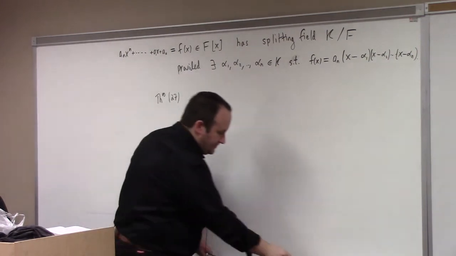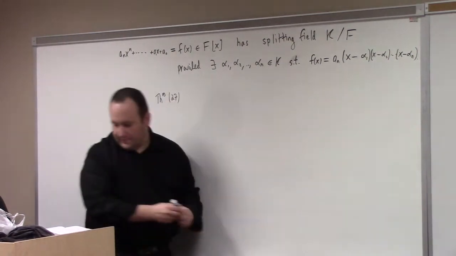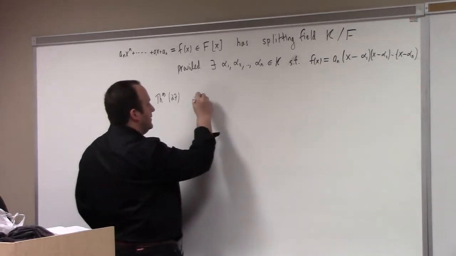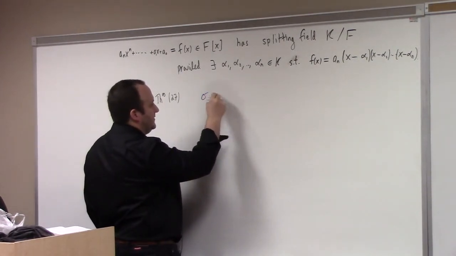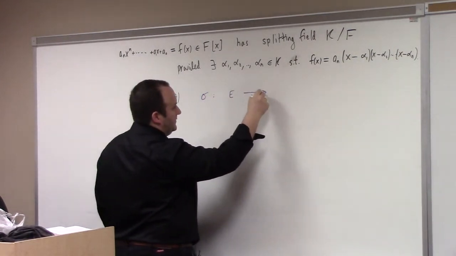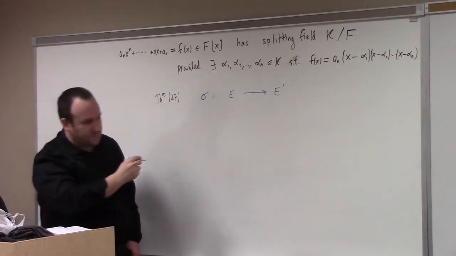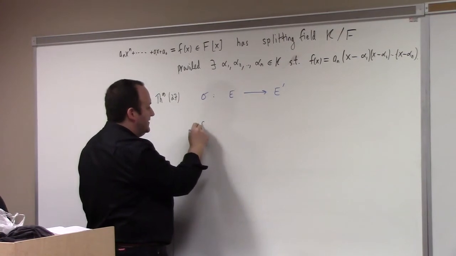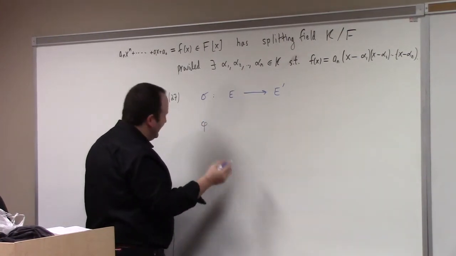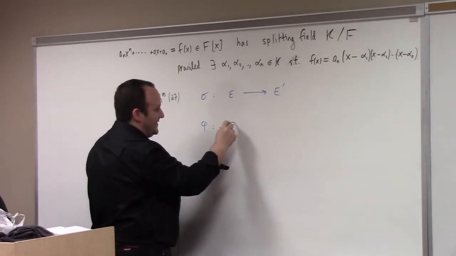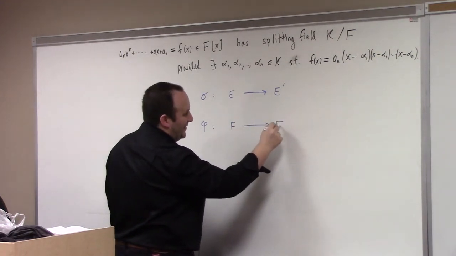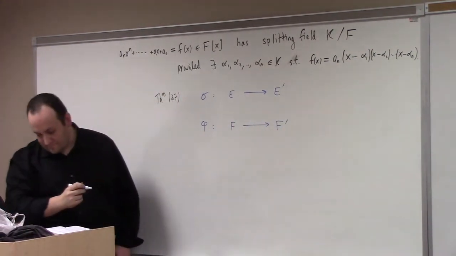So what do we have? We have an isomorphism sigma that goes from E to E prime. We have another isomorphism, F to F prime, like so, right?